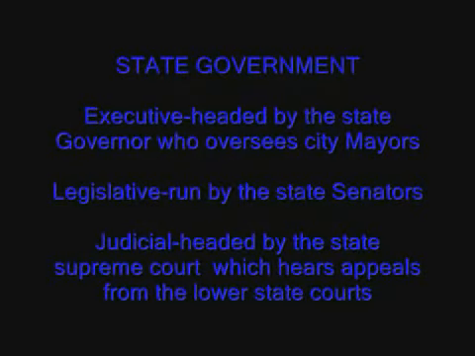In state government, there are three branches: the executive, headed by the state governor, who oversees city mayors; legislative, which is run by the state senators; and judicial, headed by the state Supreme Court, which hears appeals from the lower state courts.